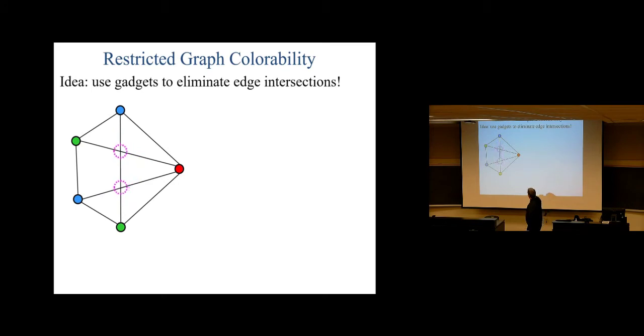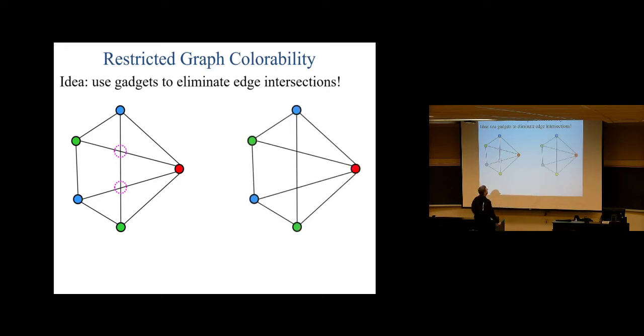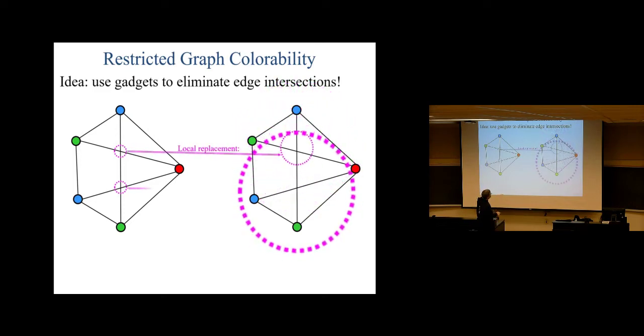All right, so we have two problems of crossing edges right there and right there, and we're going to use local replacement with this gadget to handle these cases, these edge crossings. So what I'm going to do is replace those crossings by these gadgets.